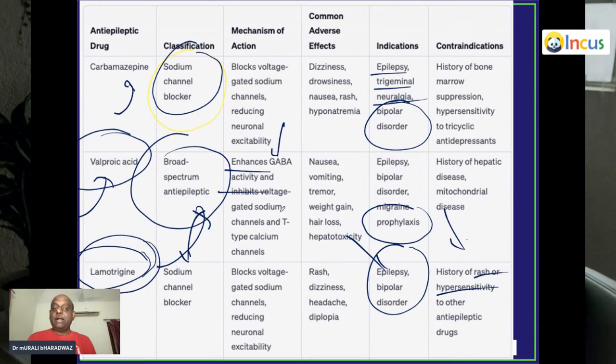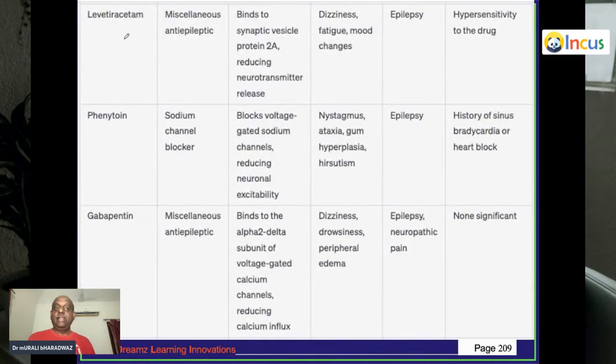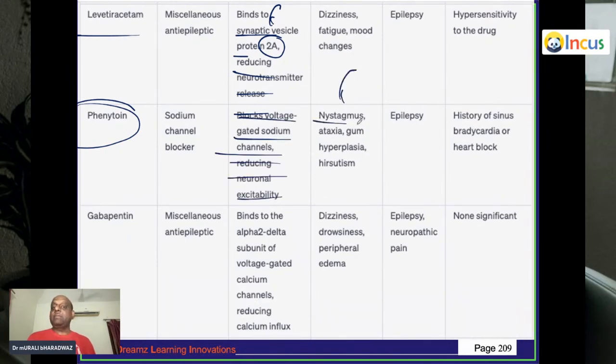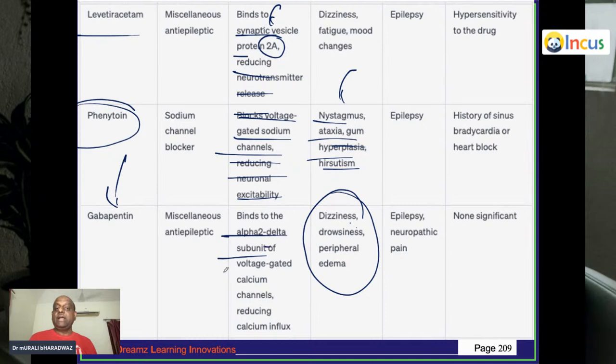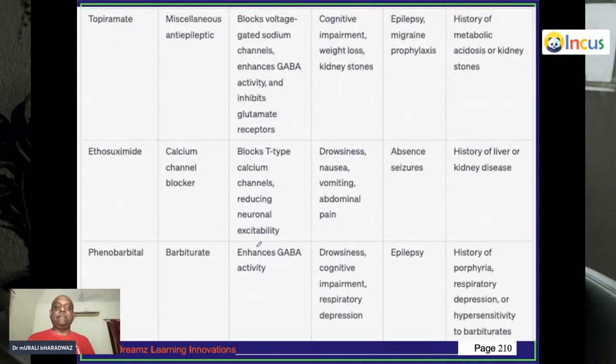Valproate enhances GABA, inhibits voltage-gated sodium channels and T-type calcium channels. Levetiracetam binds with the synaptic vesicle protein 2A, reducing neurotransmitter release. Phenytoin blocks voltage-gated sodium channel, but causes nystagmus, ataxia, gum hyperplasia, hirsutism. Gabapentin binds the alpha-2-delta subunit of the voltage-gated calcium channel, reducing calcium influx.